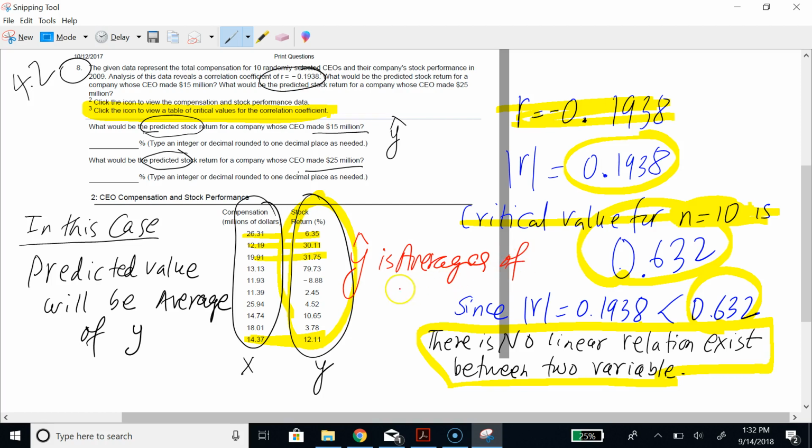of y. Okay, then how do you find the average of y? You add all these y values and divide by 10, and that number is going to be 17.3.